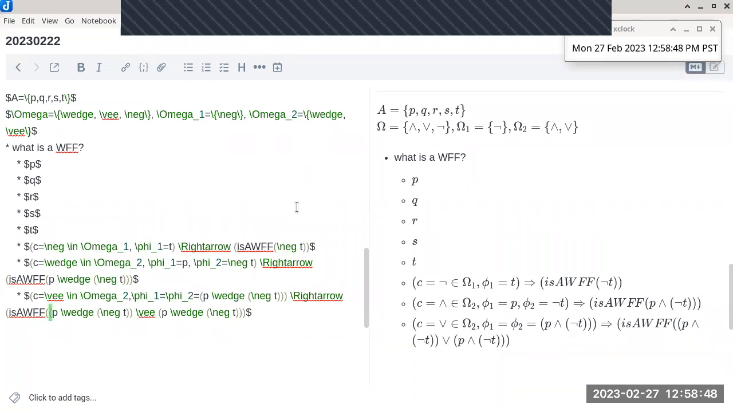And the function is a WFF. Is that just a declaration, like a? It's a predicate. It's basically asking, is the parameter well formed? So it's true implies. It is, yeah. True implies this. Yep.